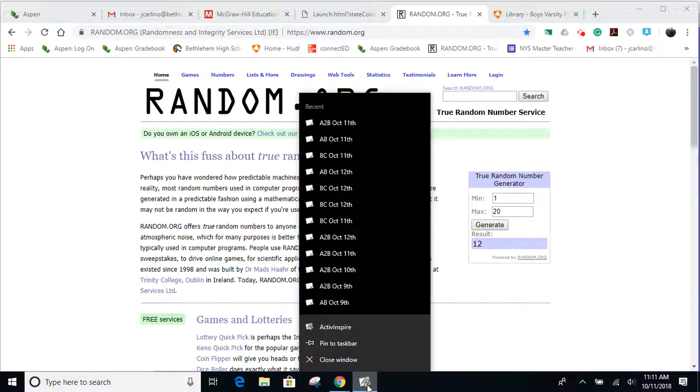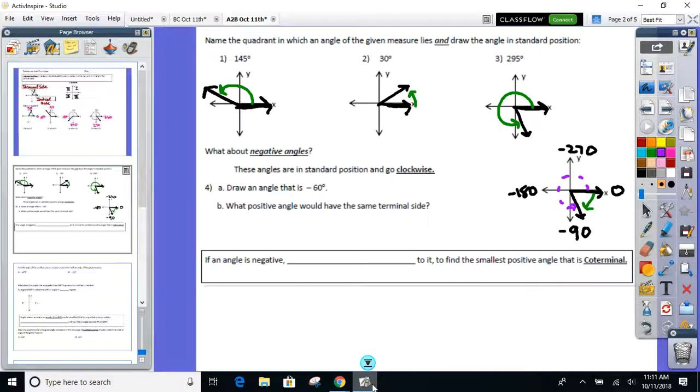Not a big deal. Here we go. Any idea? 310. How are you getting 310? You're better than that. Yeah, you're better in the math with that. 300. Correct. Nice. 300 degrees.